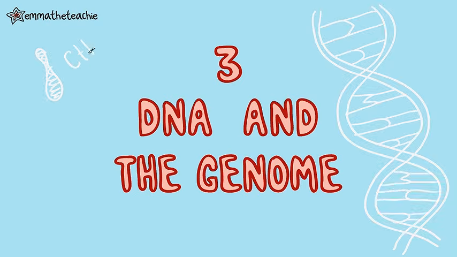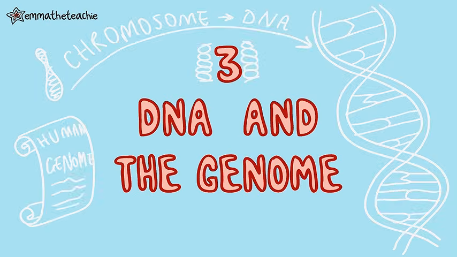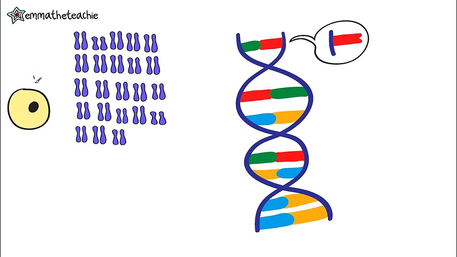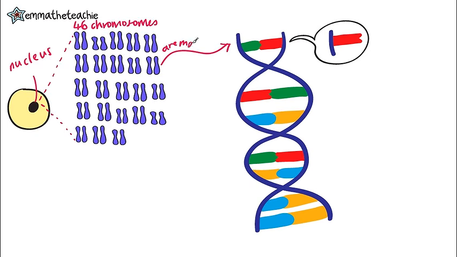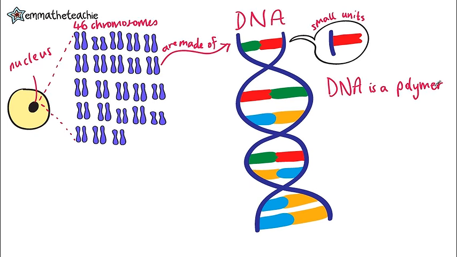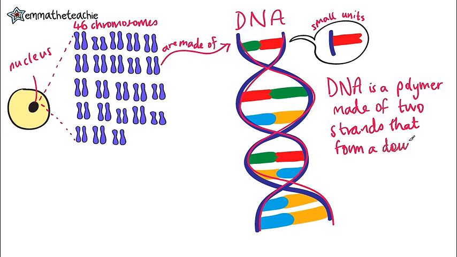3. DNA and the genome. Inside our cells, the nucleus contains chromosomes. In the meiosis video, we learned that our body cells have 46 chromosomes. Every chromosome is made up of DNA, and DNA is made up of lots of small units, so we can call it a polymer. It is made from two strands that form a double helix. This is a definition you need to learn.